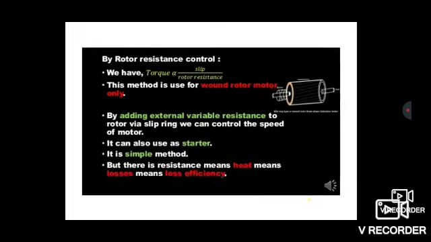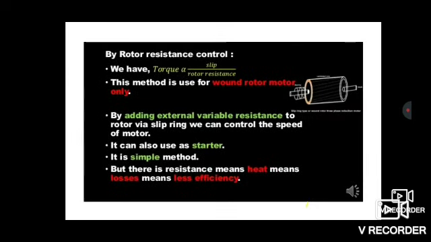Then the last method is rotor resistance control. We have torque proportional to slip divided by rotor resistance. This method is used only for the wound rotor motor. By adding external variable resistance to rotor via slip rings, we can control the speed of the motor.